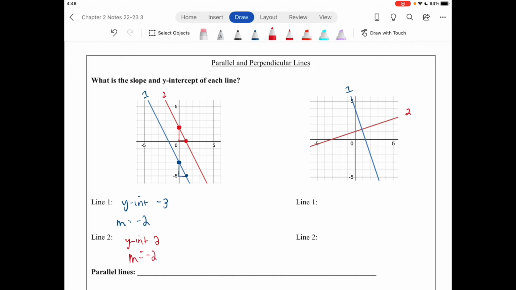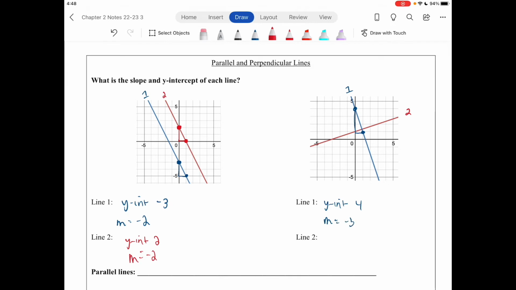In the second image, we have two perpendicular lines. Again, we can find our y-intercept on our first one, which is going to be at 4. And right here, we appear to cross. So we're going to go down 1, 2, 3, over 1. So our slope is going to be -3.